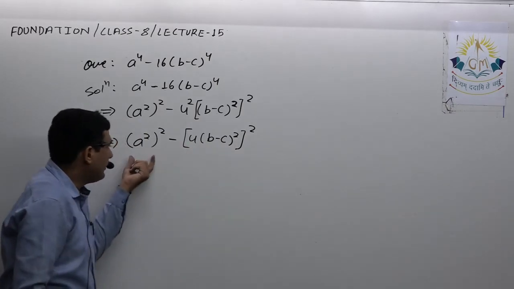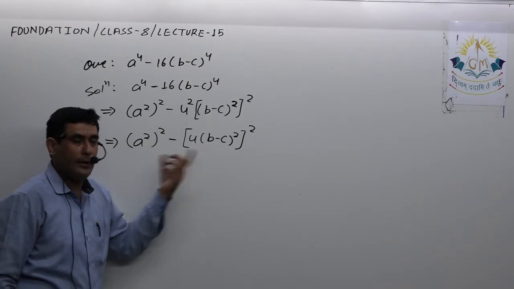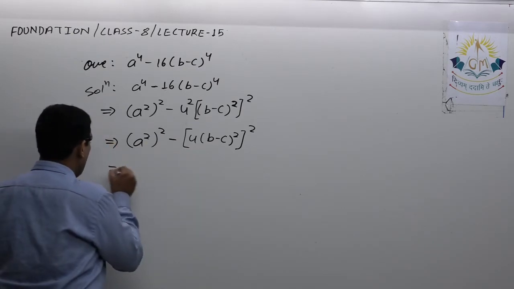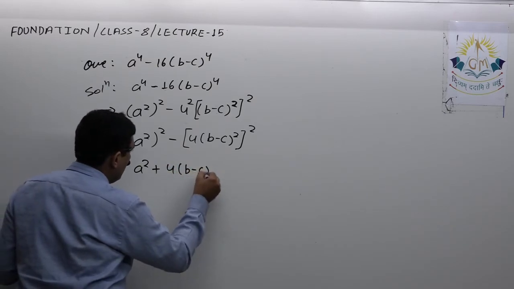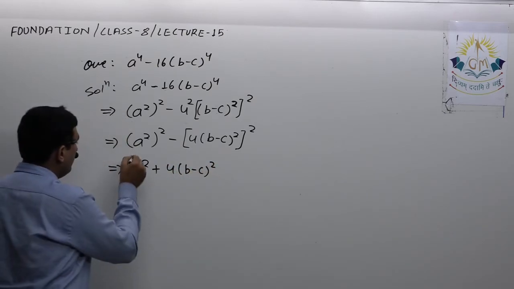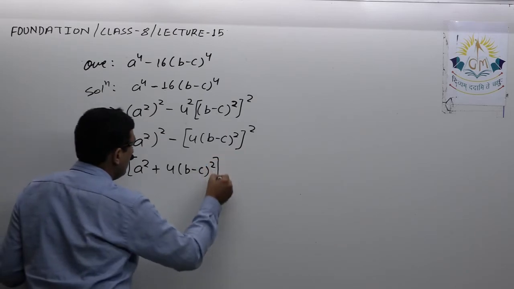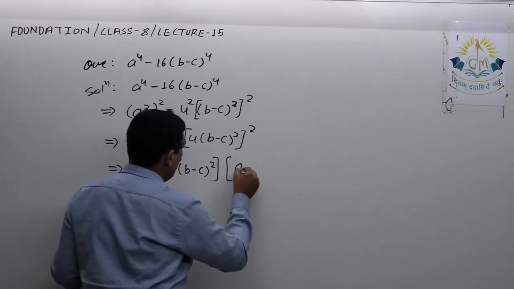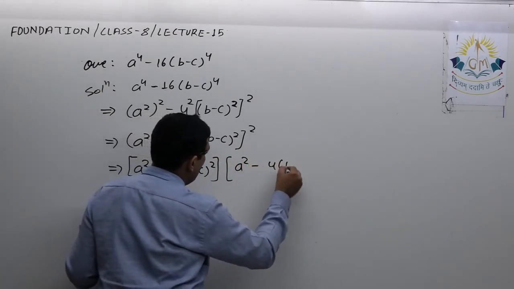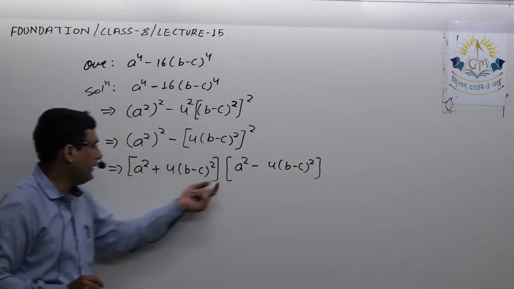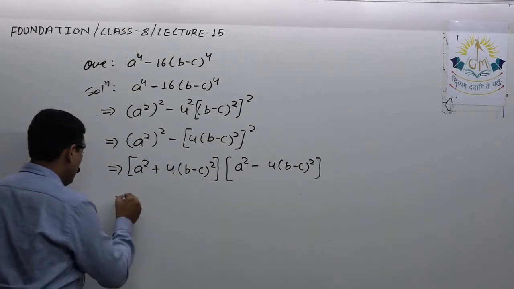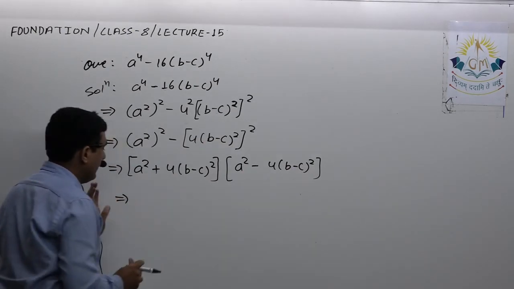So now this is the form of an identity, a square minus b square. So here I write a plus b, okay, a plus b. Then a minus b. This is a minus b. A plus b, a minus b. Here this remains as it is.